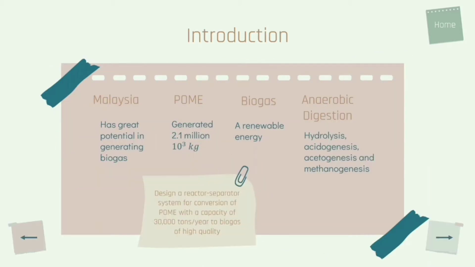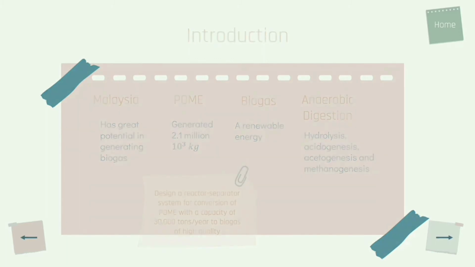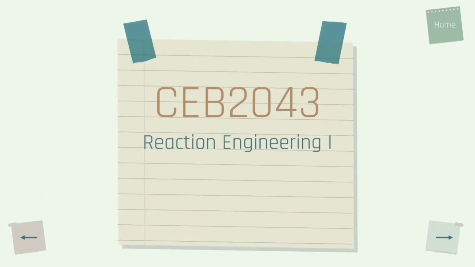As per requirement of this project problem statement, we are to design a reactor separator system for the conversion of 3,000 tonnes per year of pomade to produce biogas with high quality involving the anaerobic digestion processes. Let's take a look at the Reaction Engineering I part.